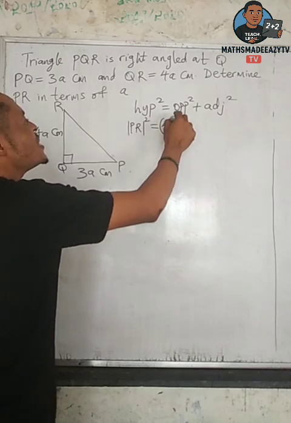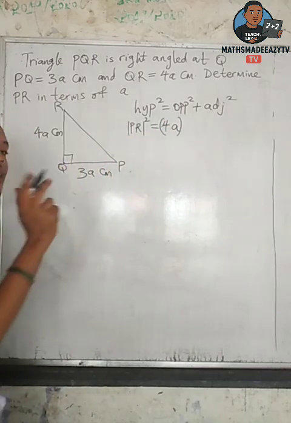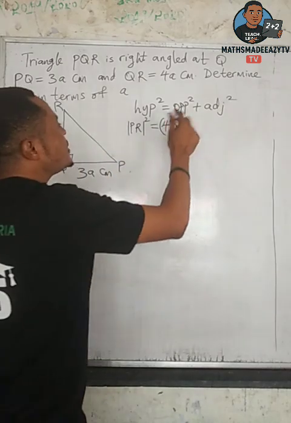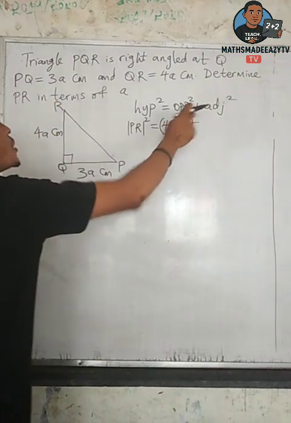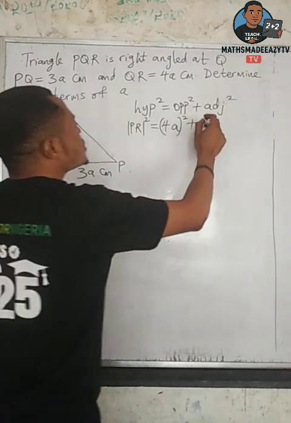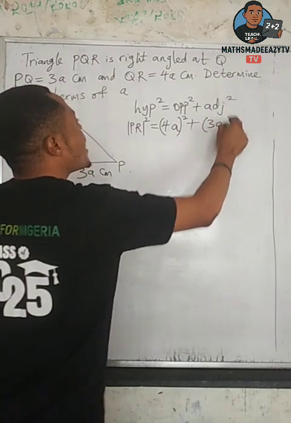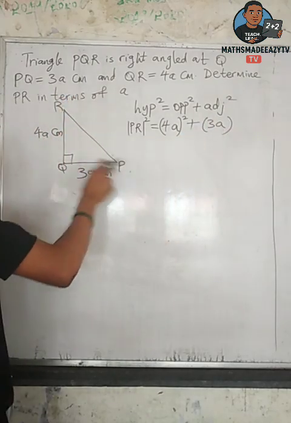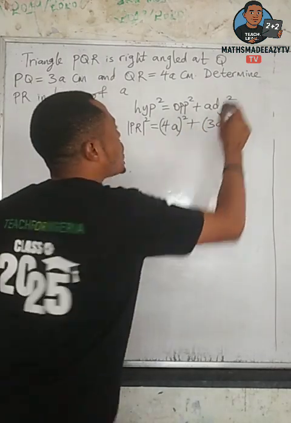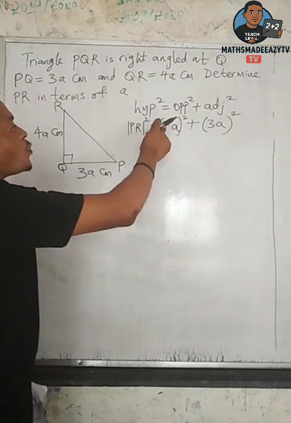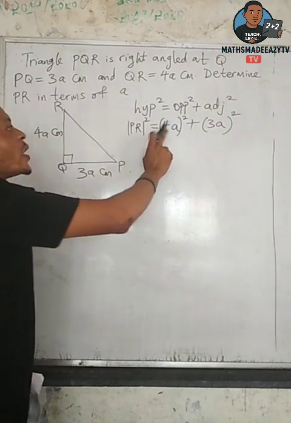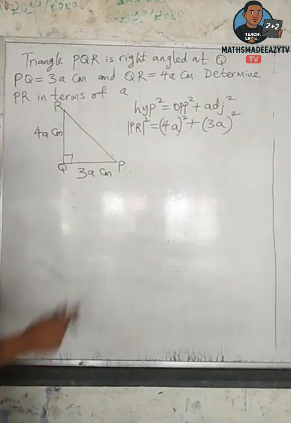So we have this to be 4A. Everything, because the distance from here to here is 4A. So everything there raised to power 2 plus this side, which is 3A. Everything at P to Q raised to the power of 2. Because many students used to make mistake, they apply the square for only 4. So it's everything down there.